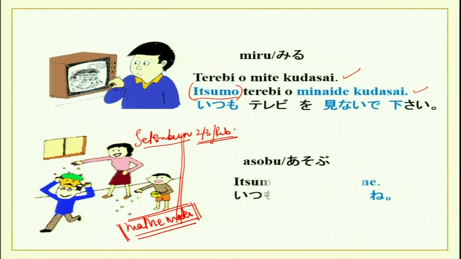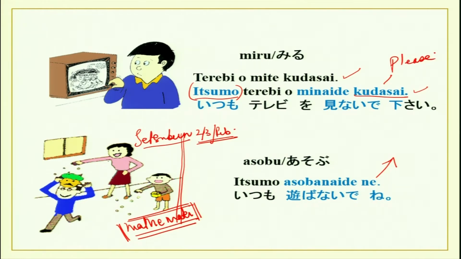Asobu. So itsumo asobanai de ne. So the intonation is rising because who's talking? Mother is talking. And kudasai is please. So please generally you will use with seniors or in formal situations. Of course, mothers don't have to use please with small children, so they are just ordering. And please remember, kudasai is also a semi-order.